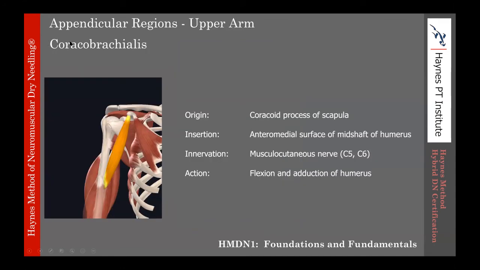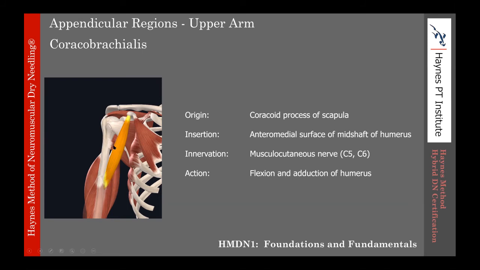We've already talked about the surface anatomy here, so I'm not going to spend a whole lot of time on that. But coracobrachialis, its origin is off the coracoid process. It inserts into the intermedial surface of the midshaft of the humerus. So we're going to take advantage of that at this point to needle coracobrachialis here.